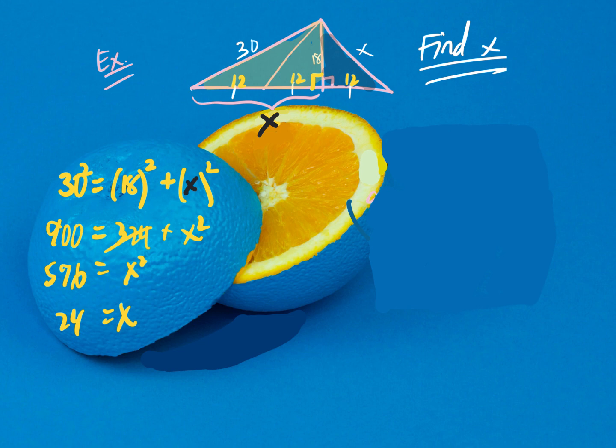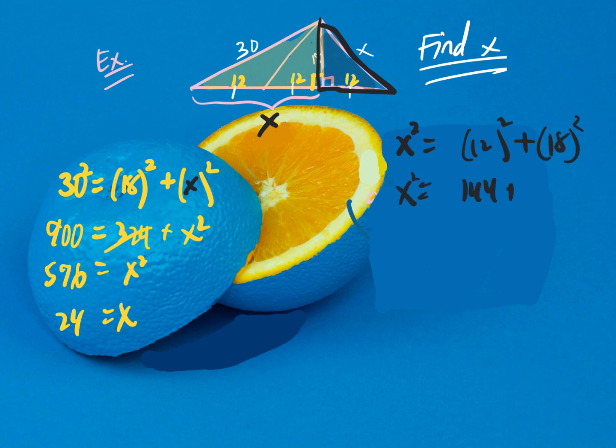And now we can find x using this right triangle. Hypotenuse squared is equal to the sum of the squares of the other two sides, which are 12 and 18. Hypotenuse squared is 144 plus 324. So x is the square root of 468.